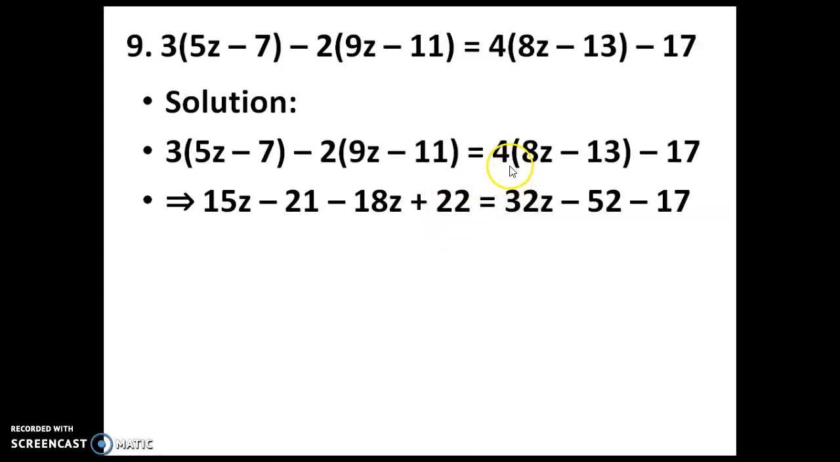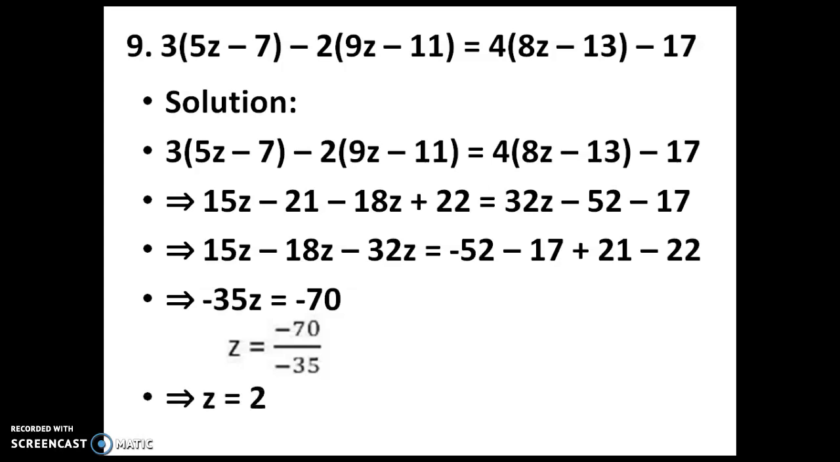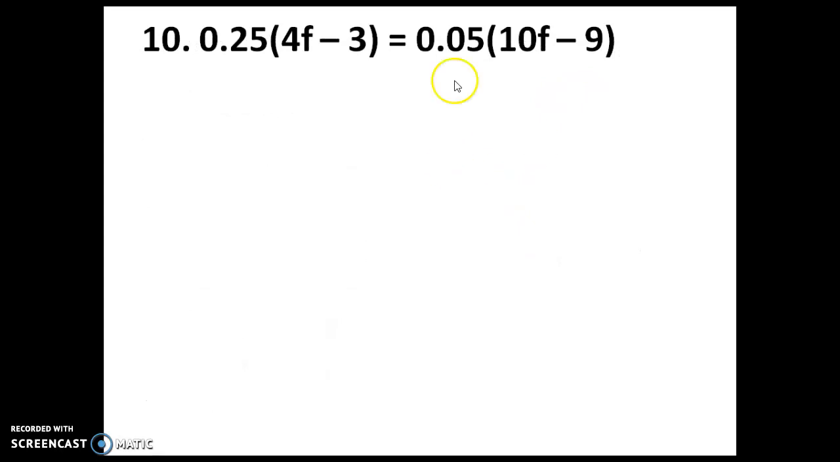Then RHS, 8 into 4z is 32z. 4 into minus 13, so minus 52. Then this 17 is outside the bracket, so write as such. Then bring all z terms to one side of equal to and all constants to the other side. By calculating you will get minus 35z is equal to minus 70. So z is equal to minus 70 by minus 35, that means z is equal to 2. That's the answer.